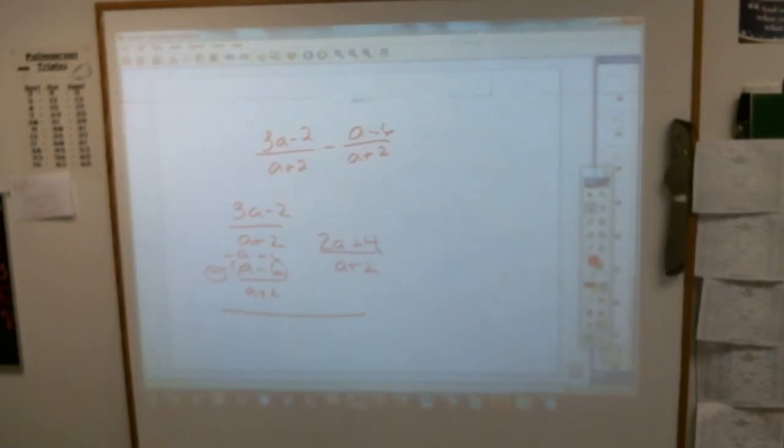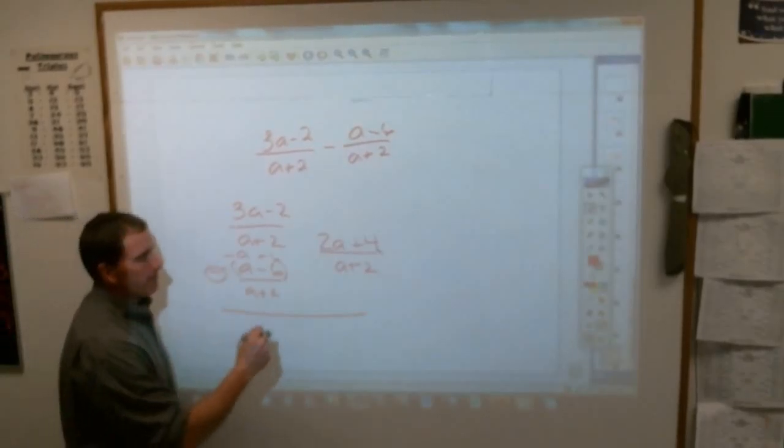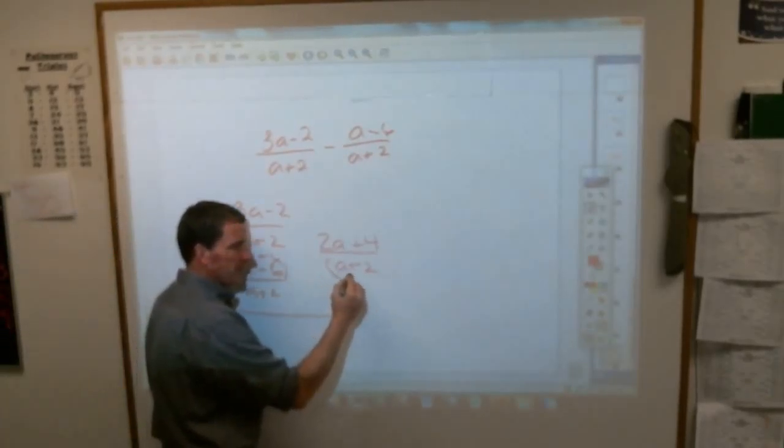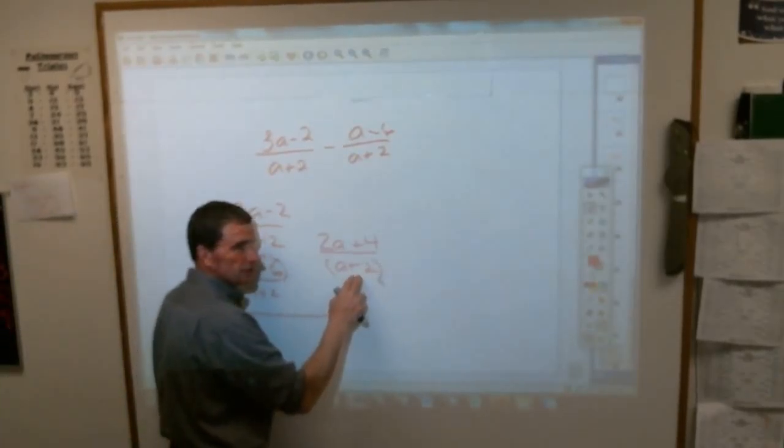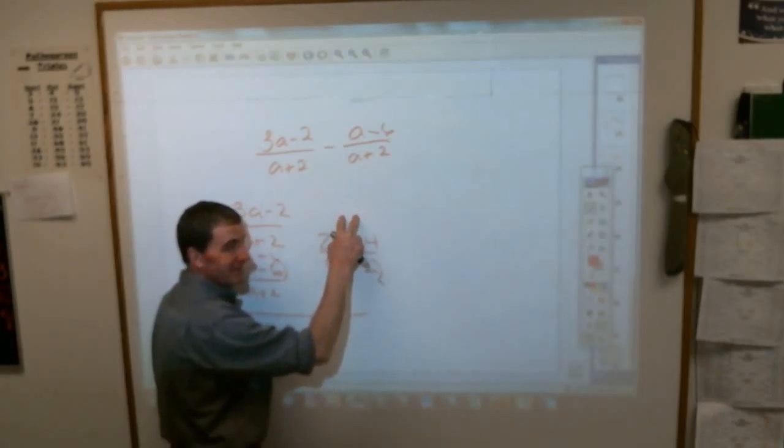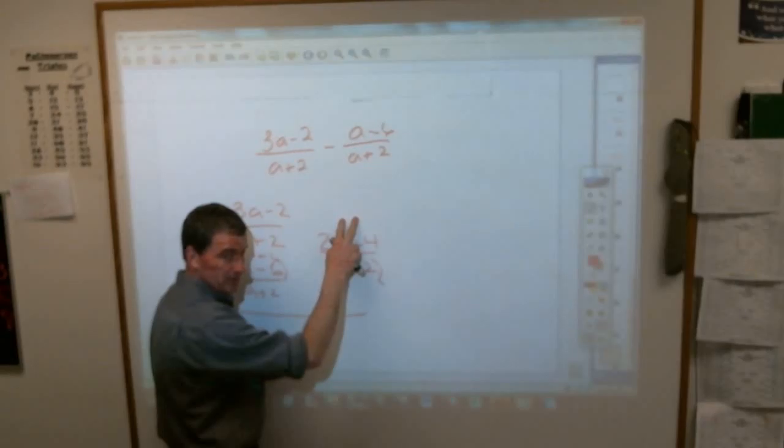Can I cross off the a's? I cannot. Not unless it's multiplication. You can only cross off factors, and these aren't factors. The only way the bottom will cross off is if by somehow you end up with an a plus 2 in a parenthesis on top. Michael, can I get an a plus 2 in a parenthesis on top?